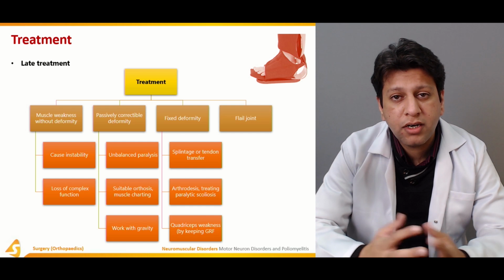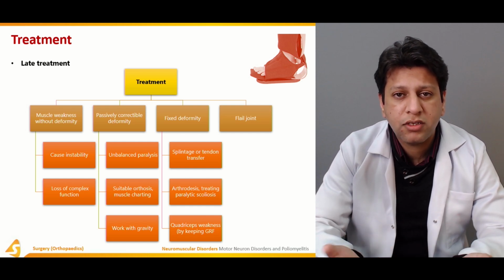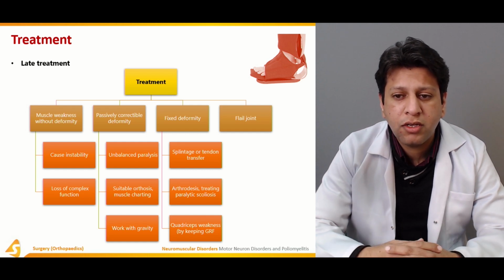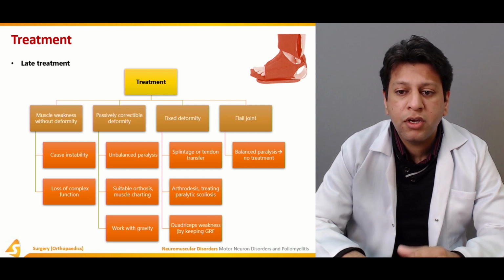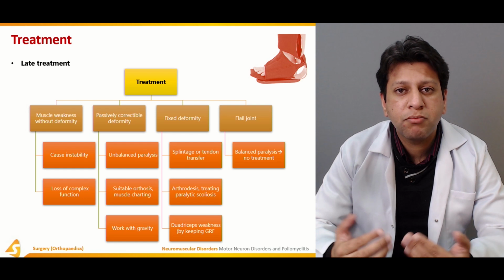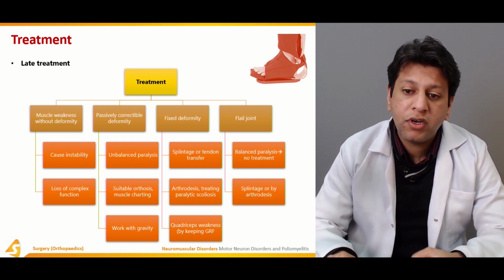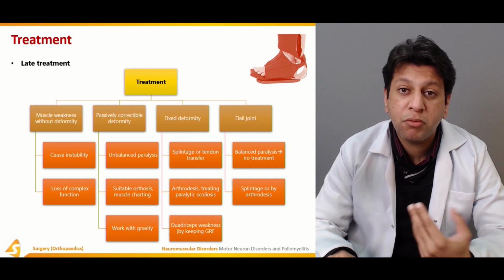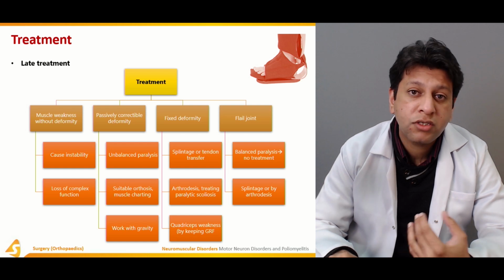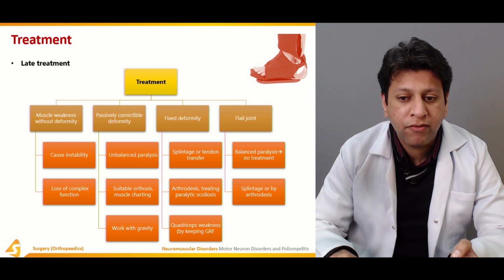If it's a flail joint, that is, the limb is flail and the muscles are too weak to move a joint, this may eventually require balanced paralysis. If it's bilateral, then the patient will be wheelchair bound, and probably nothing can be done. But if it's on one side, then the patient will not be able to walk properly. Then we may have to go for some kind of splintage early on, muscle stretching, and then eventually orthodesis is the only option left.